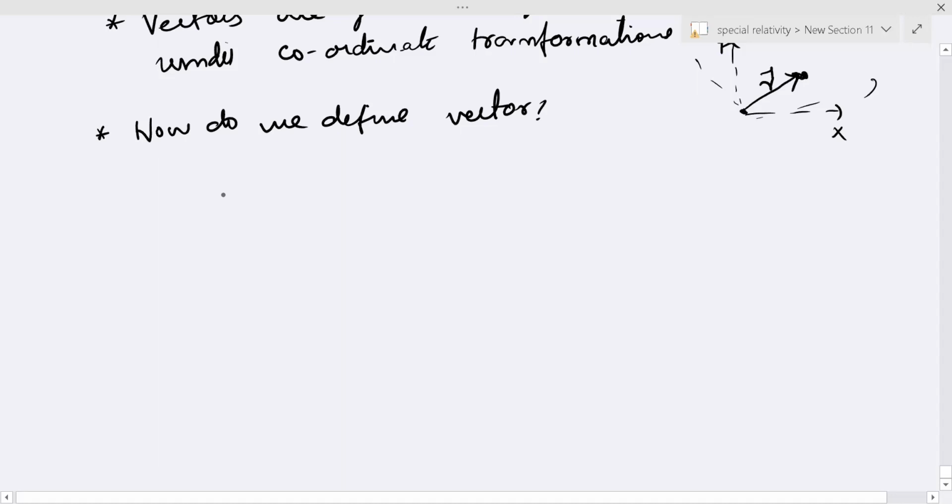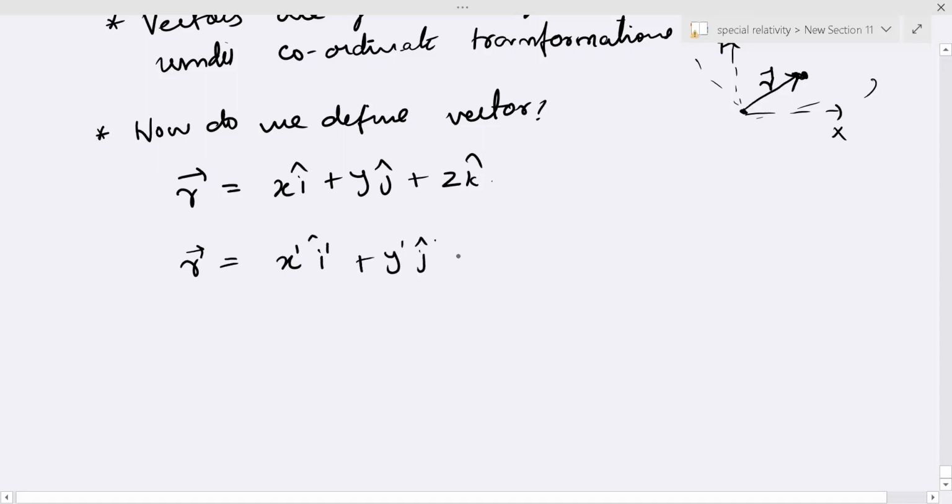I'll explain why. We know that if you take a vector r vector, just as an example, it can be written as x i plus y j plus z k. Now you can rotate this vector and write the same vector as r vector equal to x prime i prime plus y prime j prime plus z prime k prime. I'll just give you the idea that this vector itself is invariant, because the components have changed and the basis vectors also have changed. x, y, z are called the components.